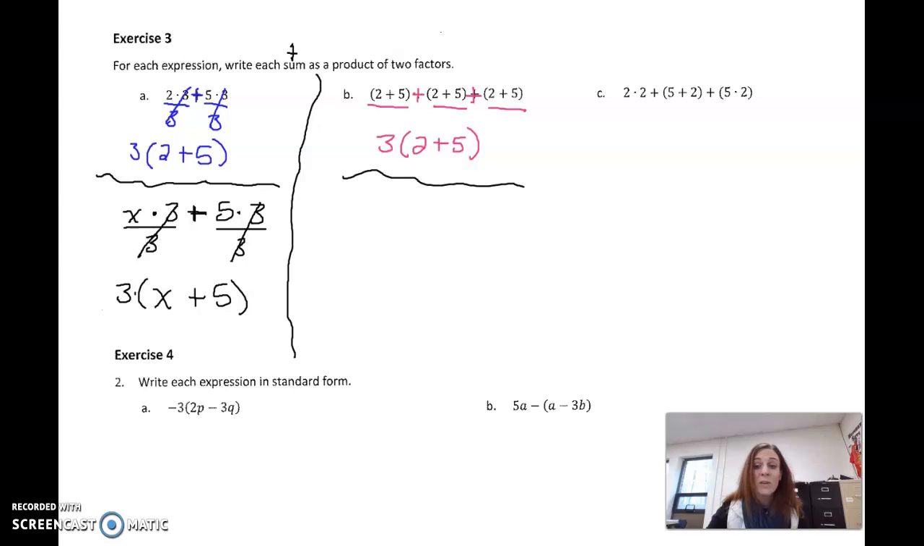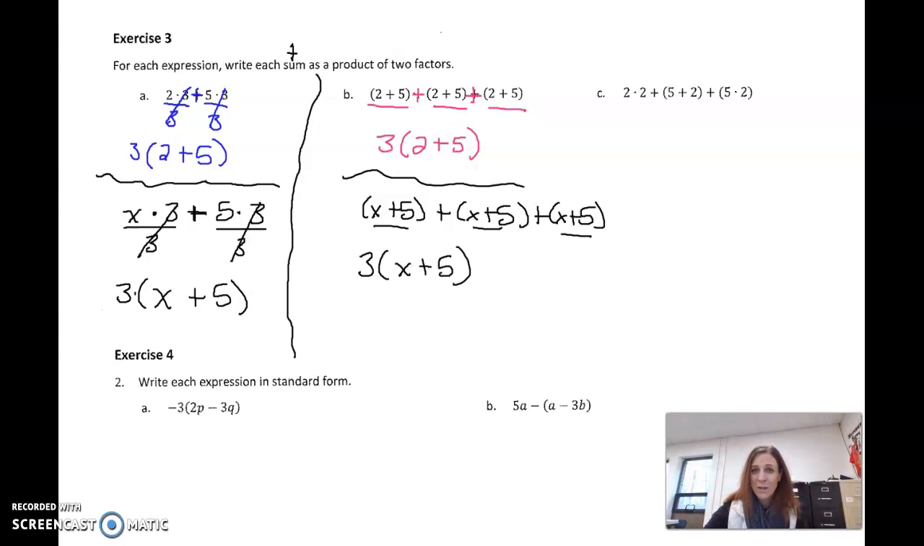And again, what if I switch it out so we have a variable? What if instead of 2 plus 5, I write it as x plus 5 in parentheses, plus x plus 5 in parentheses, plus x plus 5 in parentheses. Okay. Now I have 1, 2, 3 things that we're repeatedly adding, and multiplication is the same thing as repeated addition. Okay. Equivalent. These are the same thing, but just a new way to write them.